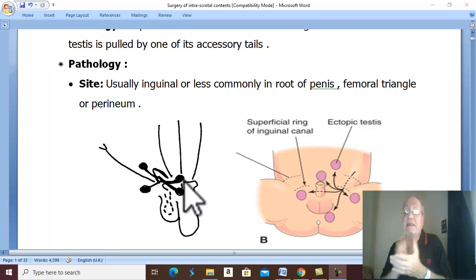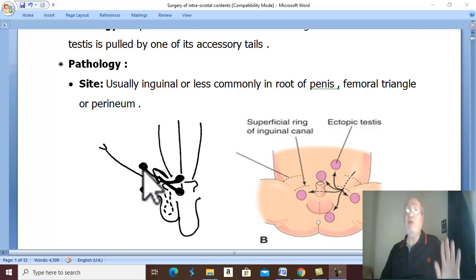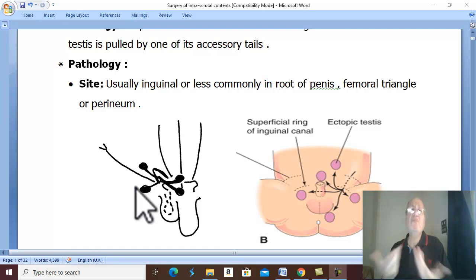What is the commonest site for ectopic testis? Usually in the subcutaneous tissue of the inguinal region. Less commonly in the root of penis, perineal or femoral. What is the effect of ectopic testis? No effect. What is the function of the testis?